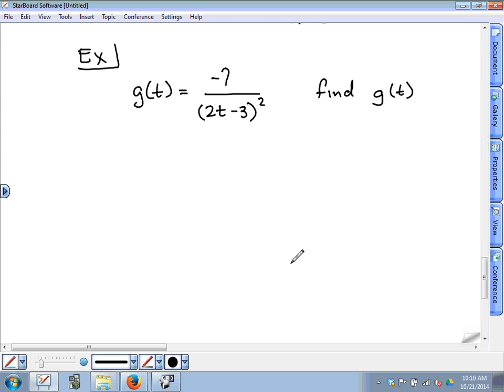Find G prime. That's a 7. Try this one on your own. Go solo. I wanted to use the because-you-said-so method though. It's zero.